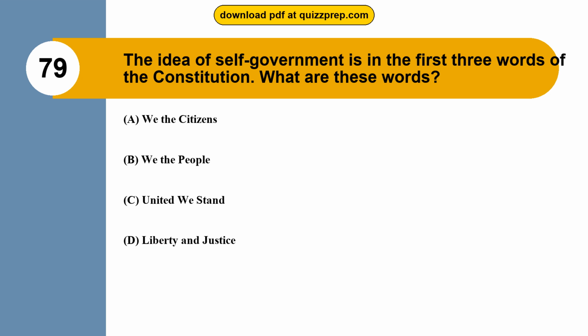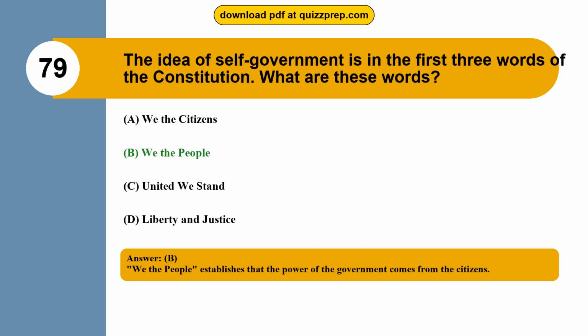Question 79. The idea of self-government is in the first three words of the Constitution. What are these words? Option A, we the citizens. Option B, we the people. Option C, united we stand. Option D, liberty and justice. The correct answer is option B, we the people. We the people establishes that the power of the government comes from the citizens.